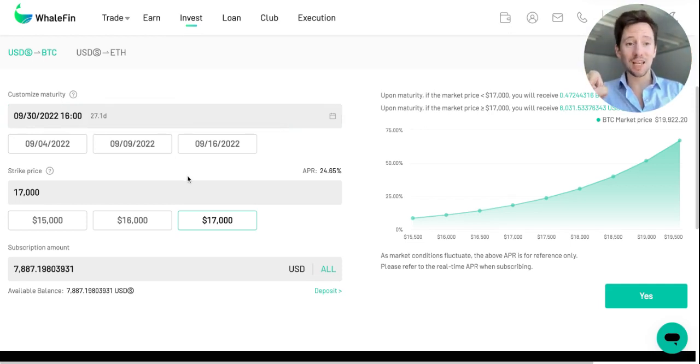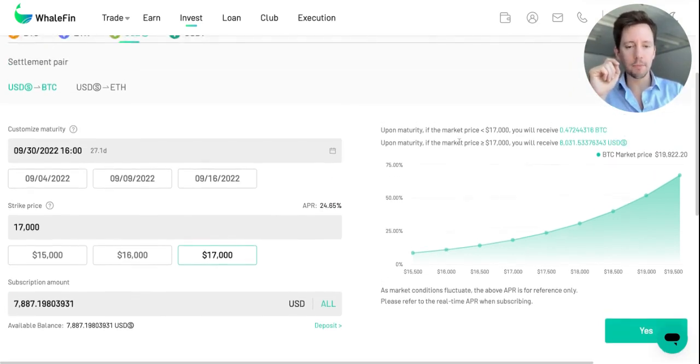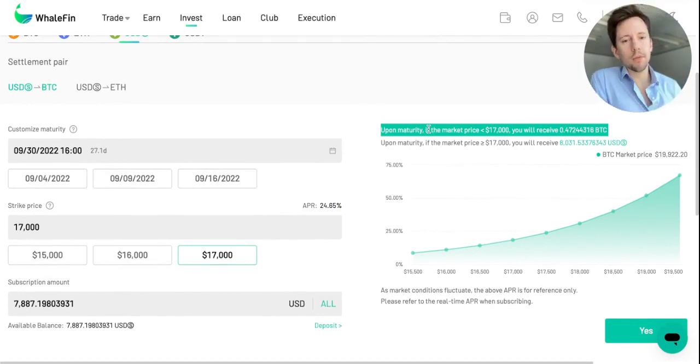But this is essentially what's happening here in the back end, right? You're selling a put at a maturity of the 30th of September, 17,000 strike price with that amount of capital invested. And now you see the APR, because the market has moved a bit while I was talking, has gone from 21%, sorry, to 25%. If you look a bit here above, you can see that the two scenarios are explained.